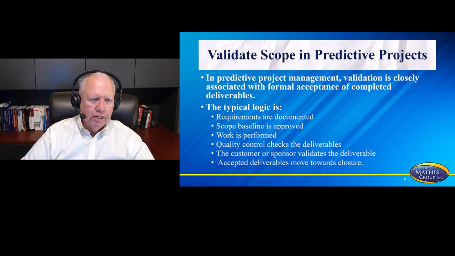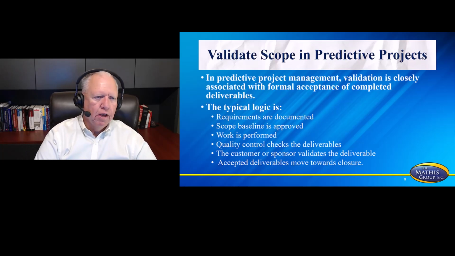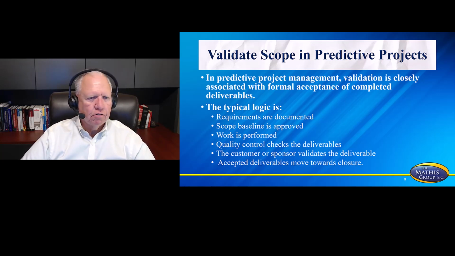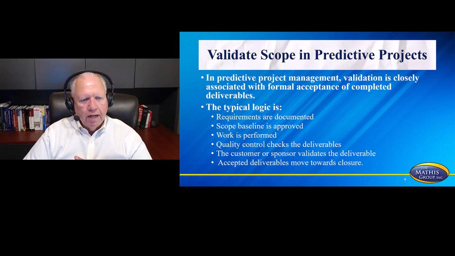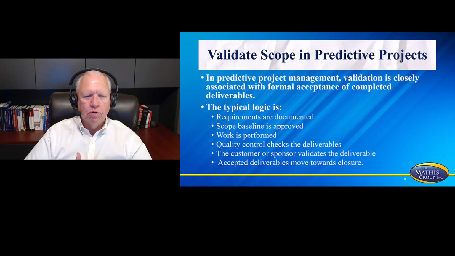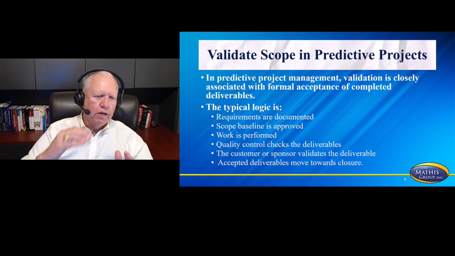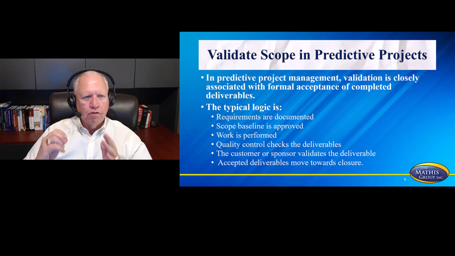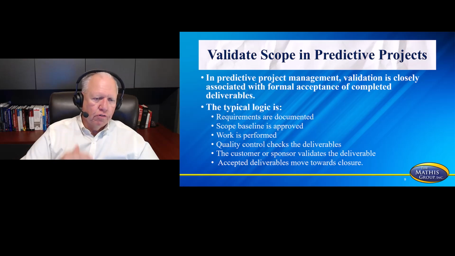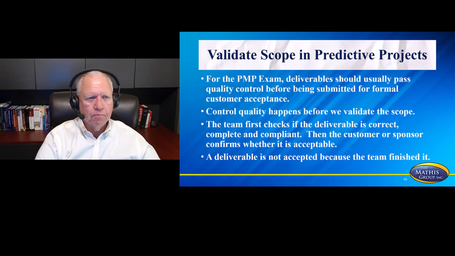Validate scope in predictive projects. This is very common on the test. In predictive project management, validation is closely associated with formal acceptance of completed deliverables. The typical logic is: requirements are documented, the scope baseline is approved, the work is performed, quality control checks the deliverables, the customer or sponsor validates the deliverable, and then accepted deliverables move toward closure. You'll notice all the various steps under the typical logic. So it's not one step where we're validating everything. You're going to go through several steps before validation gets there.